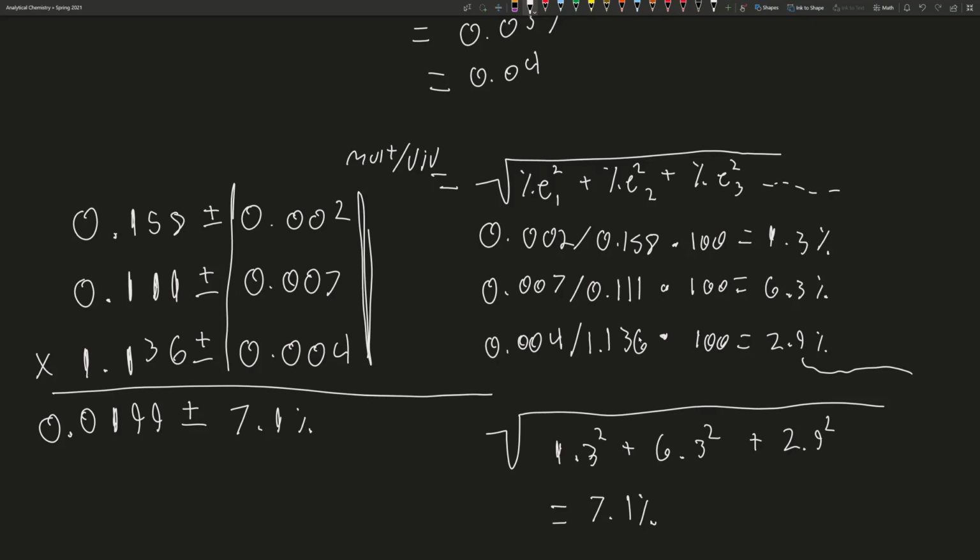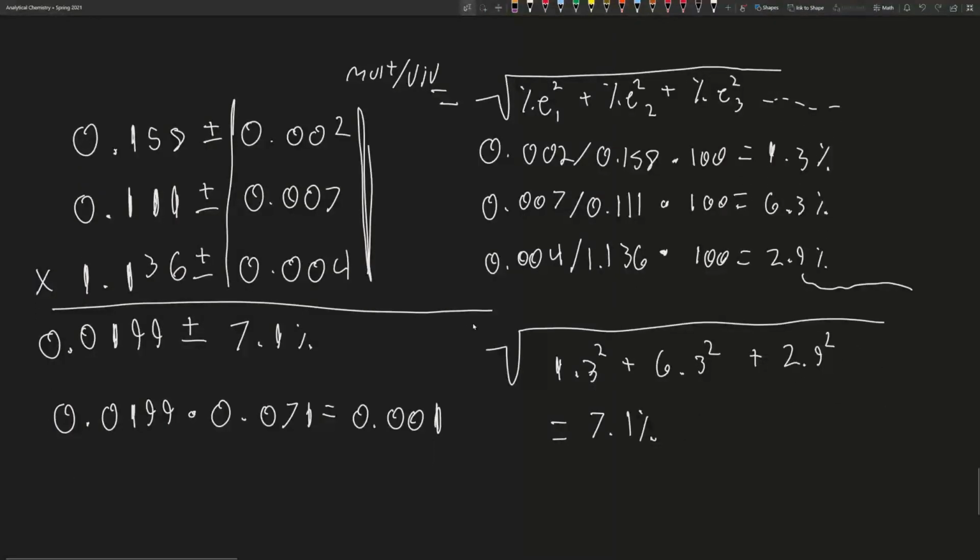So instead of using this relative percent, we need to convert back. So how are we going to do this? Well, we are going to take this 0.0199, and then we are going to multiply it by this percent. But remember, when you're multiplying by a percent, you have to multiply it by its decimal equivalent. So what is 7.1% as a decimal equivalent? That is 0.071. When we multiply, we get 0.001. So look what happens to our answer. We get 0.0199 plus or minus 0.001.